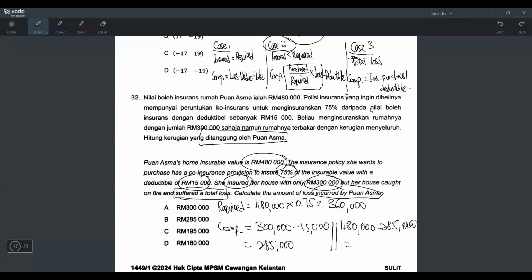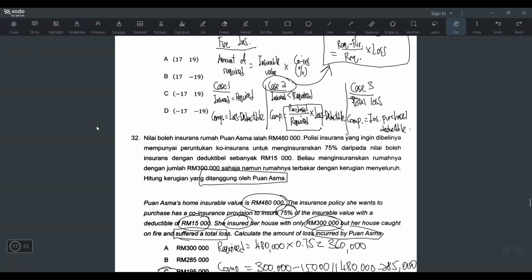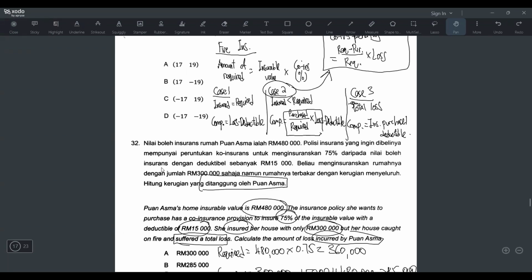Okay, let's press 480,000 minus answer. My calculator gives me 195K, right? So this is the answer. If the question asks for compensation by the company, this is the answer. If the question asks for the amount the policy holder pays, this is how it's done. That is for case 3. But if it's case 2, then the method is different.